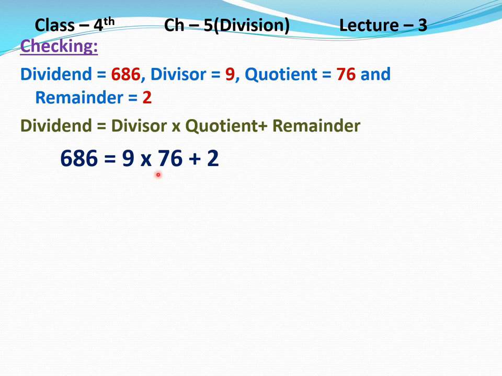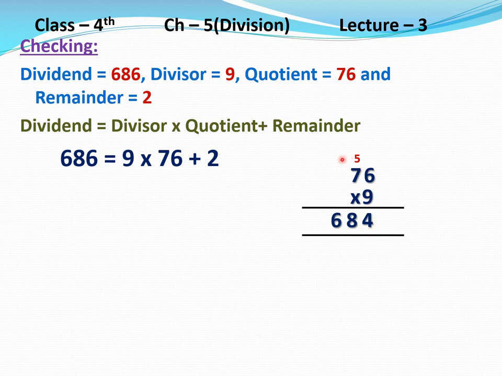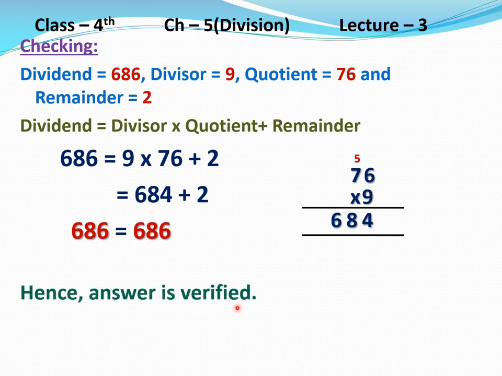First multiply 76 by 9. Multiply 76 multiply 9. See, 9 6s are 54, write 4 here and write 5 carry. 9 7s are 63, 63 plus 5, 68, write 68 here. 76 multiply 9 equal to 684. Write down 684 plus 2. Now add this. 684 plus 2 equal to 686. So it means LHS equal to RHS. Hence answer is verified. Clear?